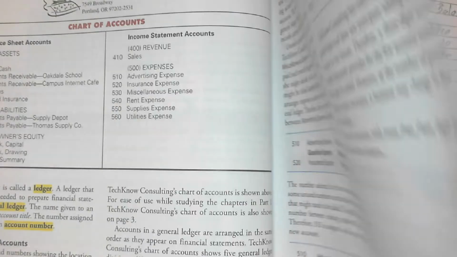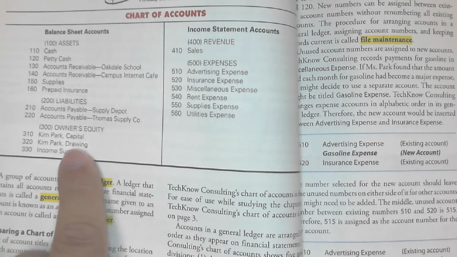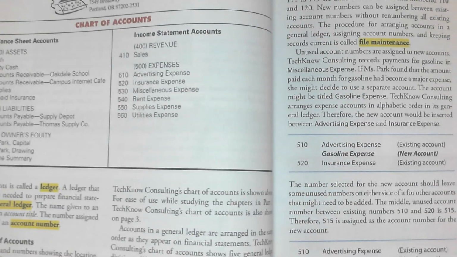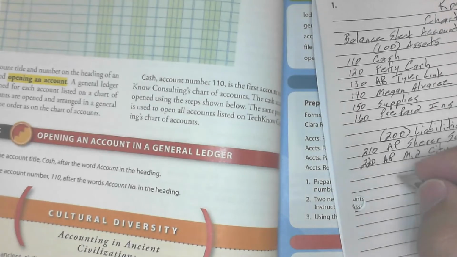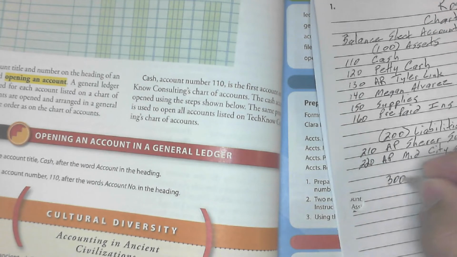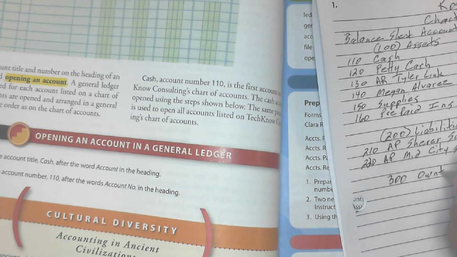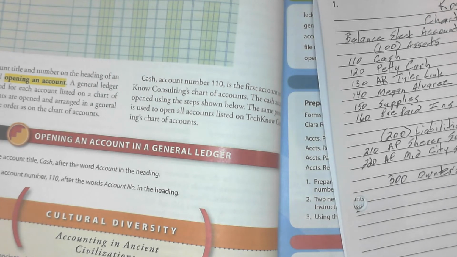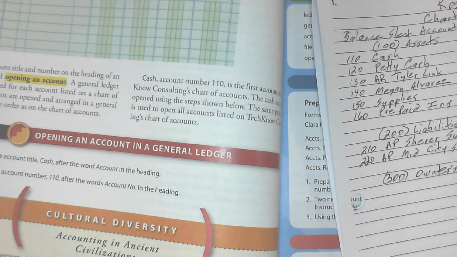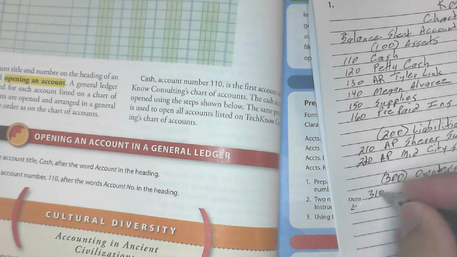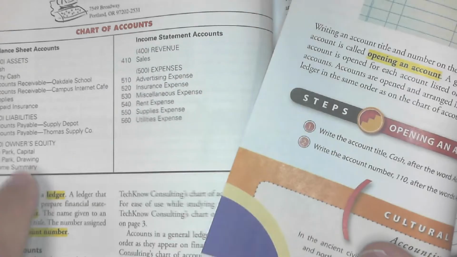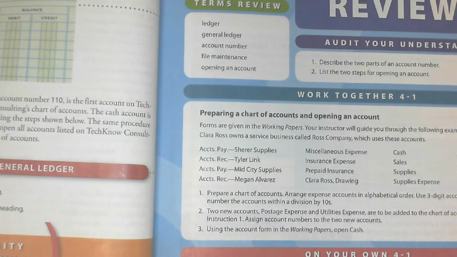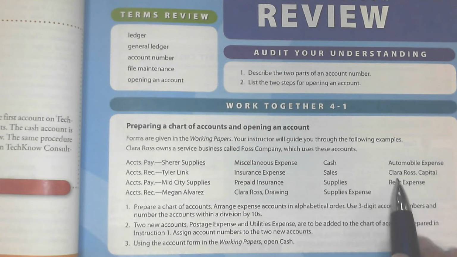Now you look back at your example. We've got owner's equity, a capital account, drawing account, and an income summary. So it's going to be 300, owner's equity. Doesn't look very pretty there. So 310. 310 is the capital account. So we got over here Clara Ross Capital.